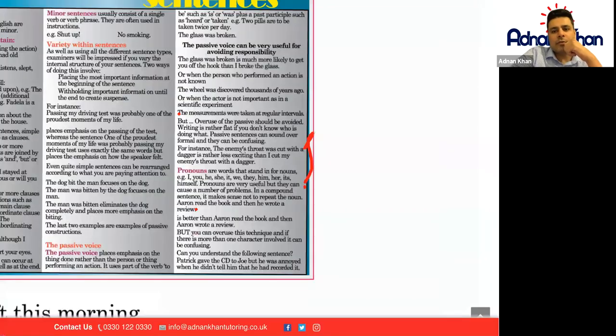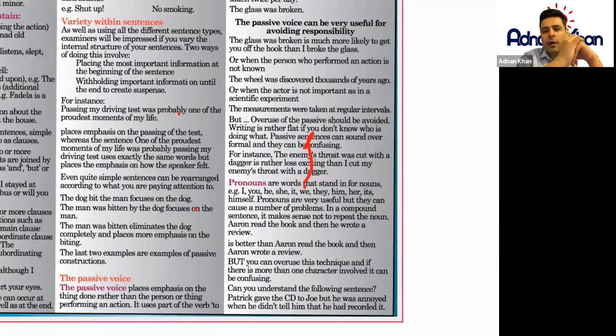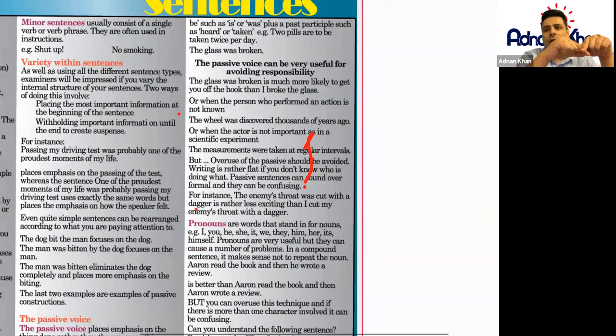Okay, well done, Rachel. Thank you so much for that. The passive voice places emphasis on the thing done rather than the person or thing performing an action. It uses parts of the verb to be such as is or was. This is where you have to distinguish the passiveness of the sentence. Plus, you use a past participle such as heard or taken. The example given to us is "two pills are to be taken twice a day". So we have two pills, but you also have to take them twice a day, all right?